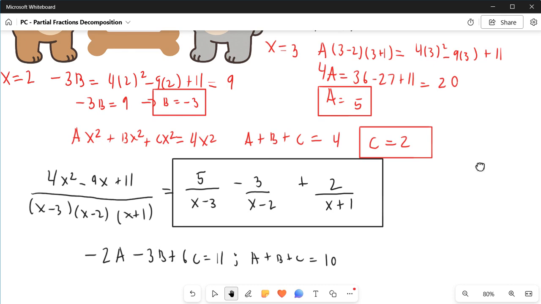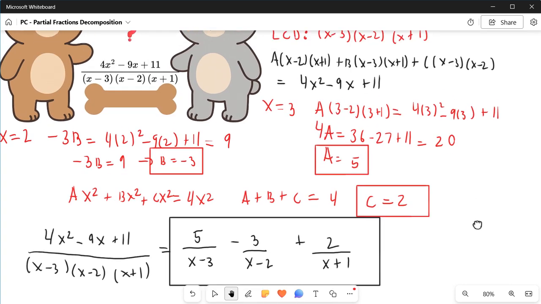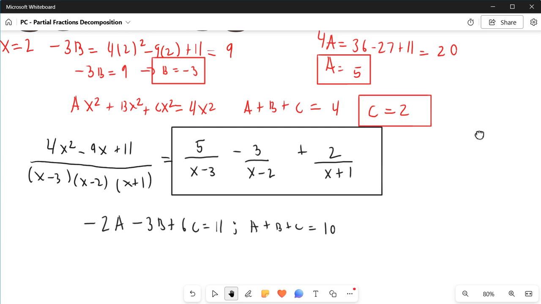No, actually it's not 10. It's 4. Yeah, I don't know why I said 10. Okay, so we have here that that should be 4, not 10, sorry. Okay, so this is 4.